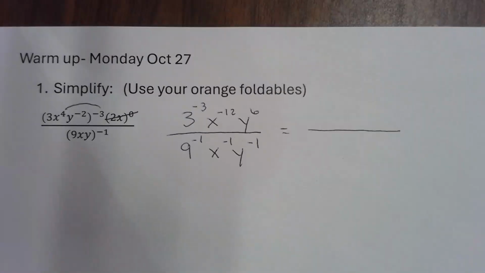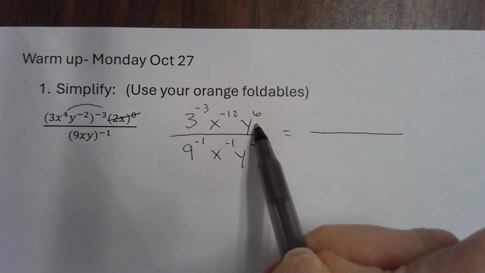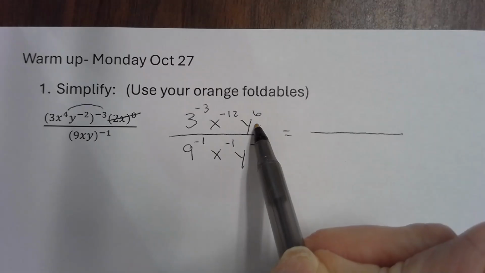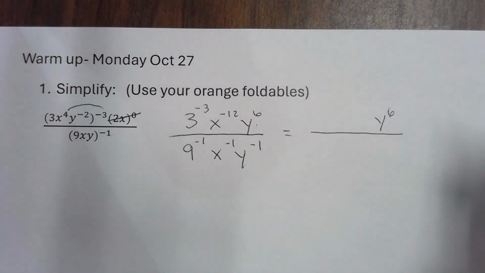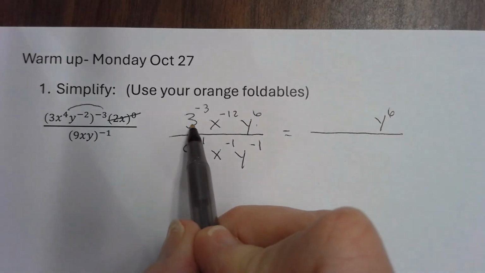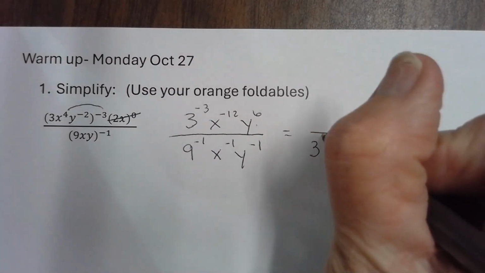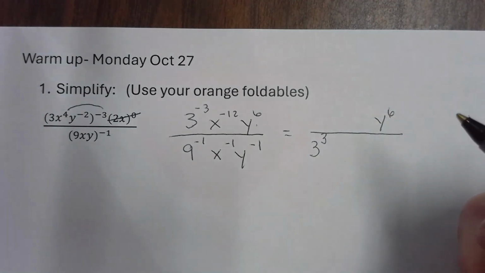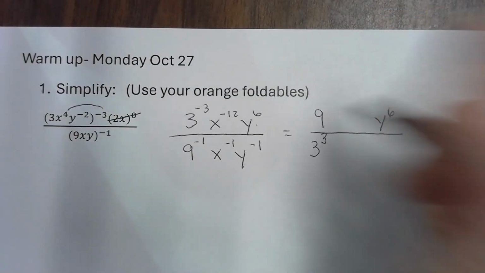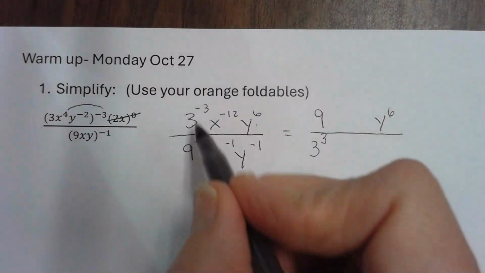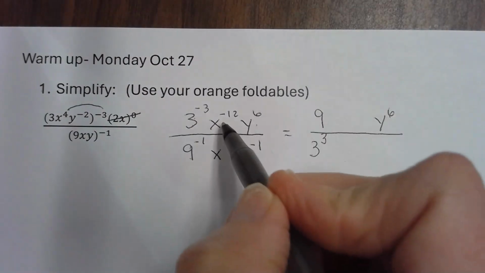Now, any base that is raised to a negative power is going to get flipped. Y to the 6th power, that's a positive power. It's not going to be flipped, so I'm going to leave that. And now I'm going to flip everything else. The 3 to the negative 3 power is going to come to the bottom. It's positive now. The 9 to the negative 1 is going to come to the top. It's now a positive 1. So I flip that, I flip that, I'm going to flip this.